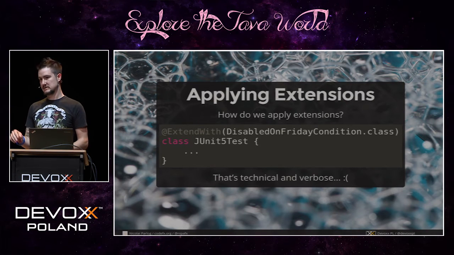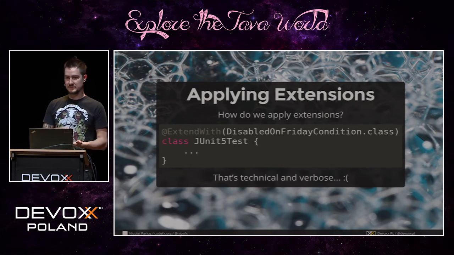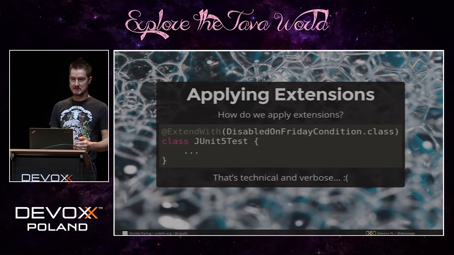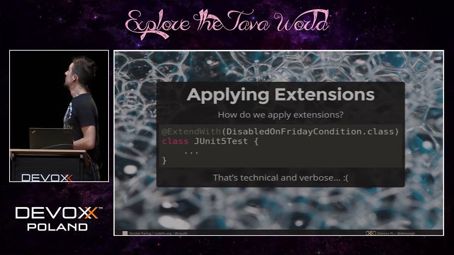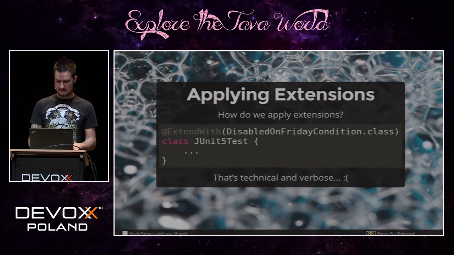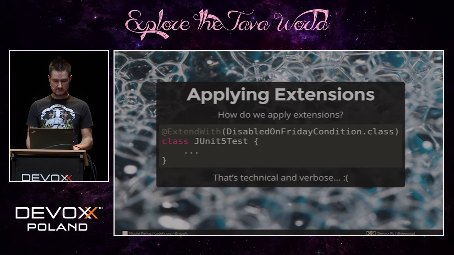And you can put it on tests, individual test methods, or on the test classes. And you can say, look, JUnit, I wrote this cool extension. Use it to run the tests in this class. Doesn't look too good though, right? I mean, that is very technical and, I don't know, doesn't read natural.